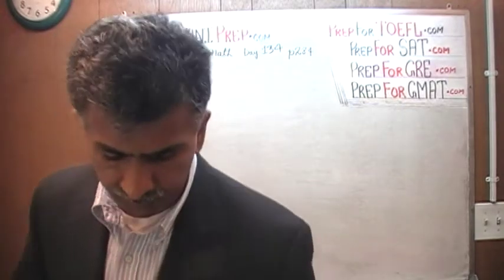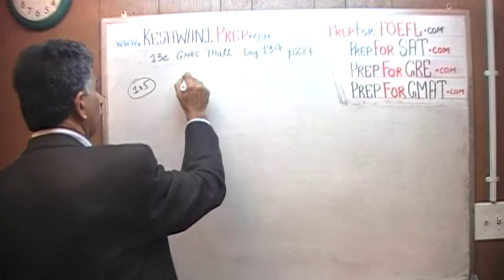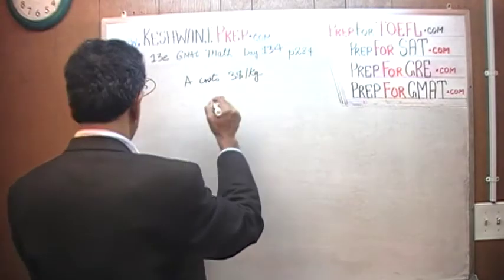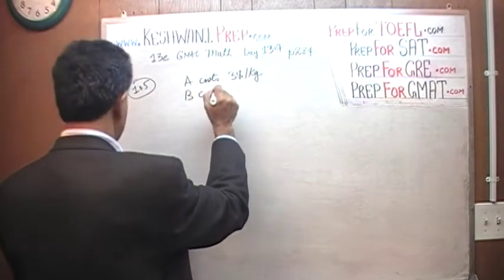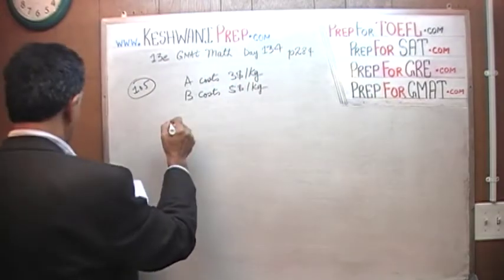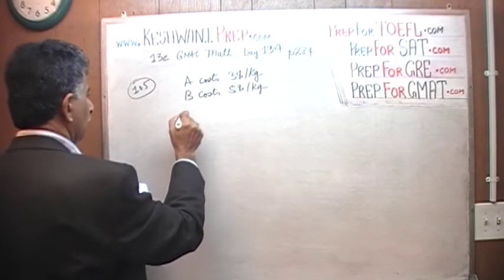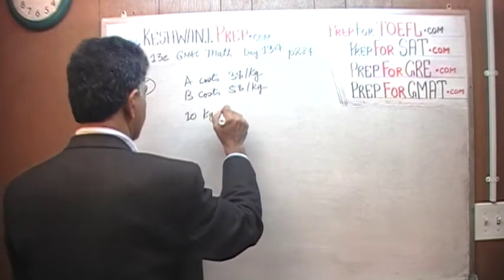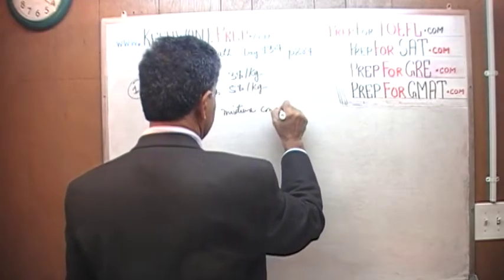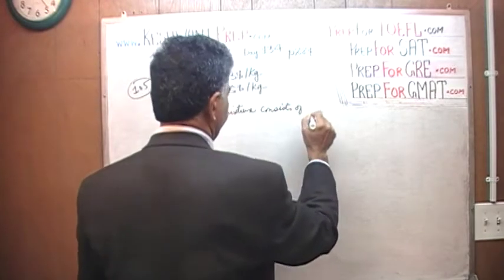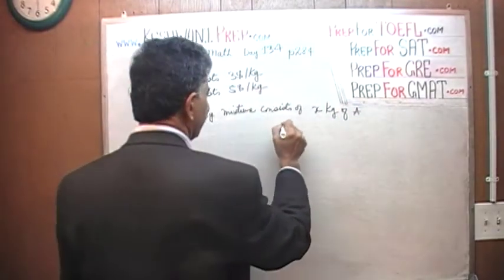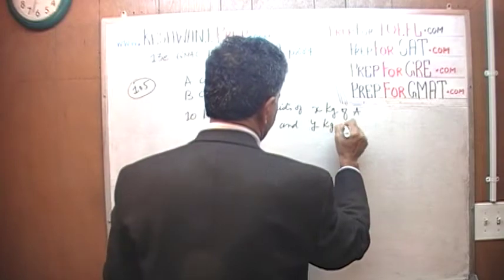105 is a straightforward algebra problem. It says A costs $3 per kilo. We are told that B costs $5 per kilo. We are told that a 10 kilogram mixture consists of X kilogram of A and Y kilogram of B.